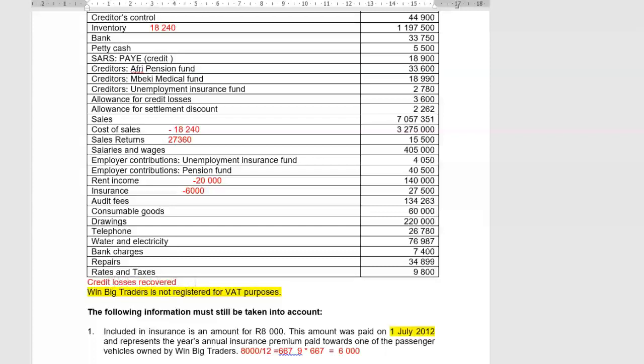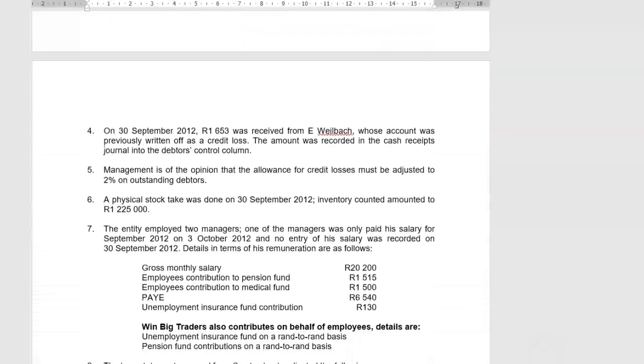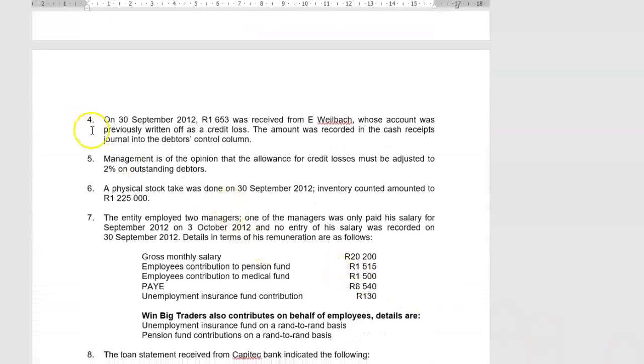Credit losses recovered with an amount of 1653. Once more, if you've already written down your template for your income statement, you could have, under operating expenses, written down credit losses recovered, and then in brackets 1653. Maybe there's something more, maybe that's the only figure that you're going to work with. Good.